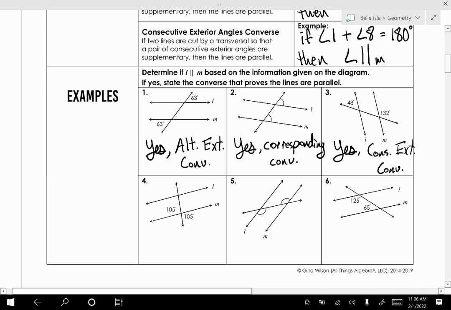Consecutive exteriors converse. Number 4. Louder. Number 4, no. Now, there's not any specific converse that you need to get down necessarily, but I want to know why we know it is no.